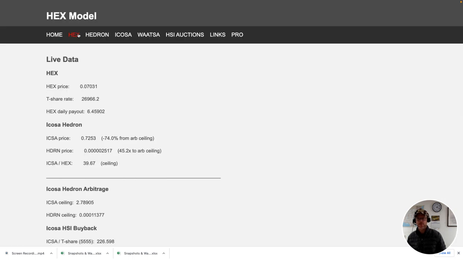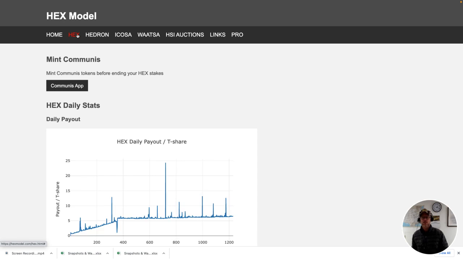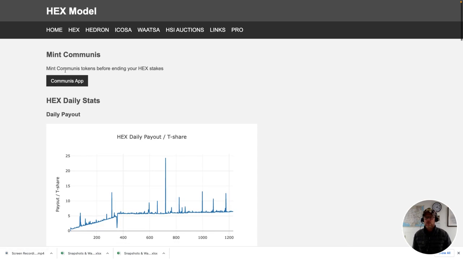Okay. Let's move on to the hex. Some of these pages take a little bit to load, so it'll take a second. Mint communist. Here's a little note here: mint your communist before ending your hex stakes. I made that mistake. Also, you might want to end your hex stakes from the app.icosa.pro dApp, because it'll kind of remind you to mint your Hedron as well.